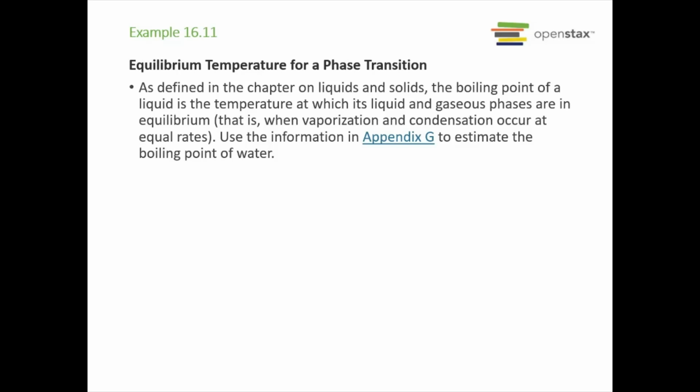Okay, so the phase change that we're looking at is going from H2O liquid to H2O gas. And then we're looking at an equilibrium process here because vaporization and condensation occur at equal rates, equilibrium. So boom, that tells us that delta G is equal to 0.